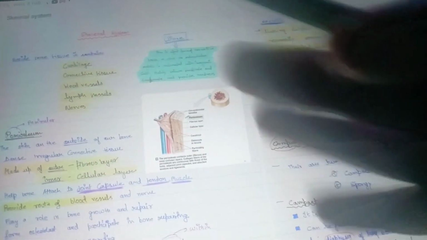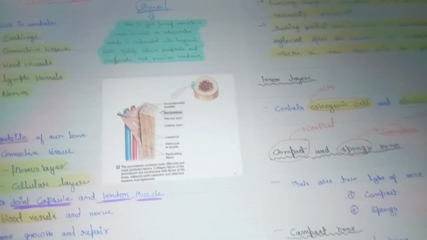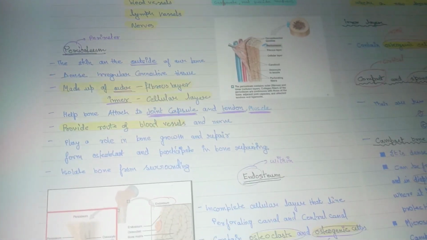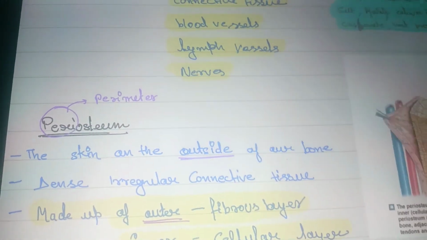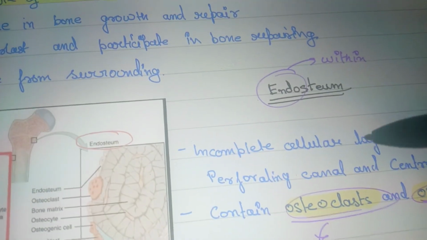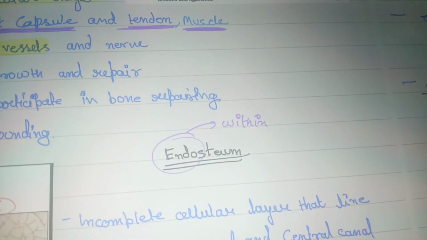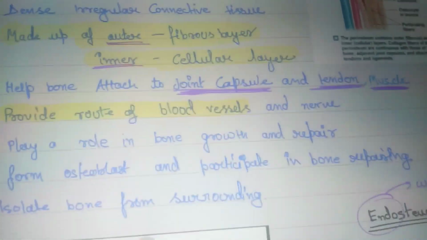So this is my note on the skeleton system, and I made it a few weeks ago, and I will tell you point-wise what you should remember while making notes. The first point is keywords, such as periosteum. Peri means perimeter, and endosteum, endo means within. Compact cortical, spongy cancellous. So you can add keywords, and it is very useful.